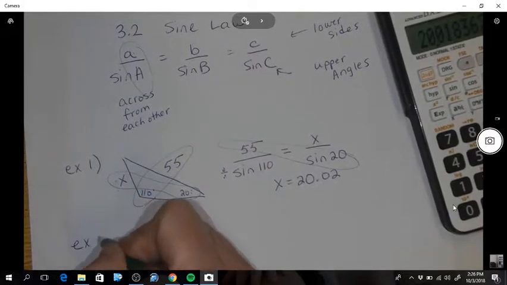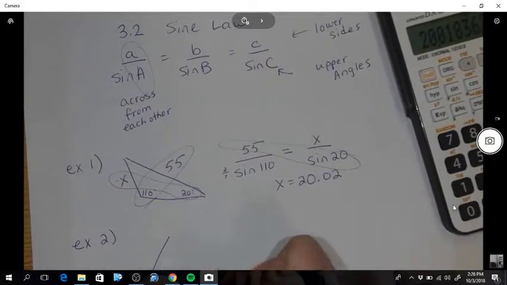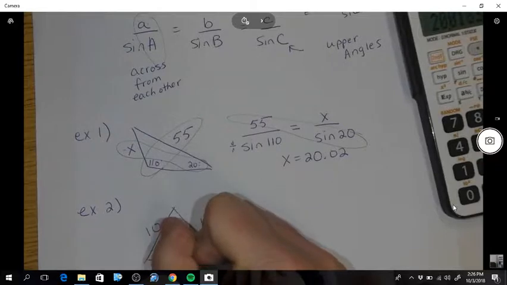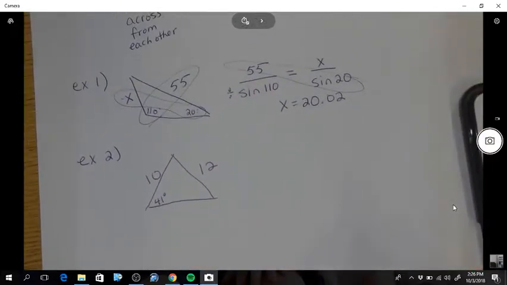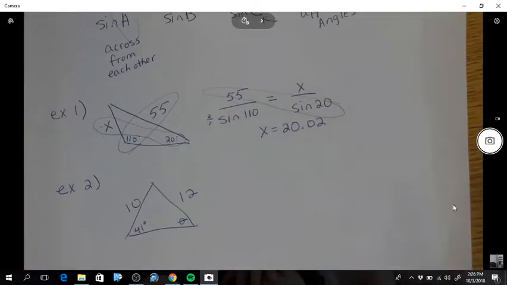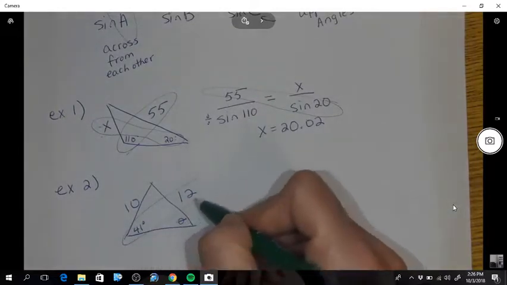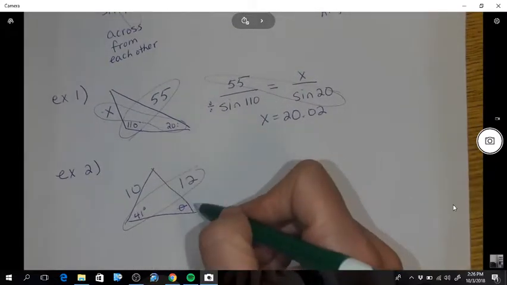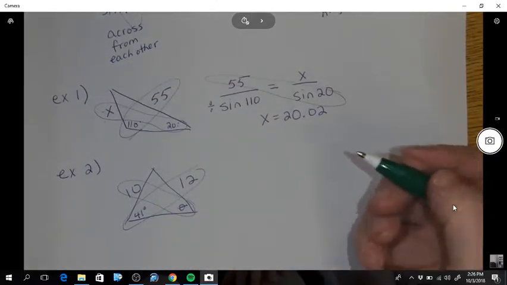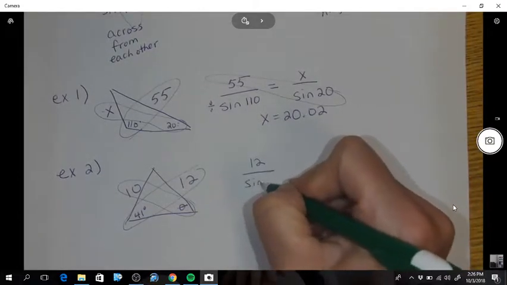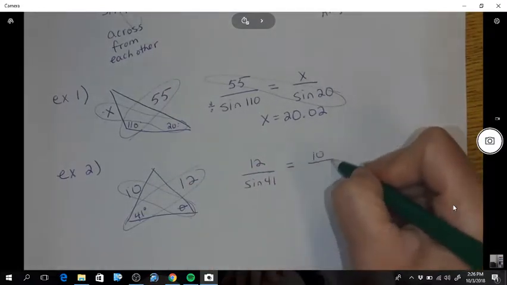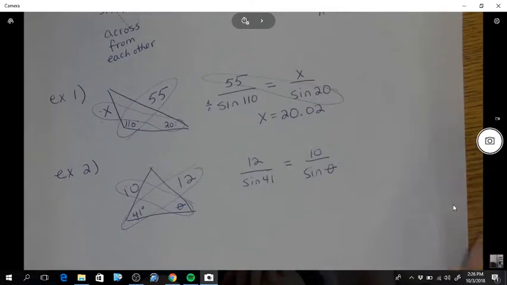Okay, example 2. We're going to have side lengths of 12 and 10, and I'm going to give you this measurement of 41 degrees, and we're going to find this angle right there. Okay, so find your matchups. So that's a pair, and 10 is paired up with that one. Okay, so how do we write the ratio? 12 over sine 41 is equal to the ratio of 10 over sine of this angle, but I don't know it.